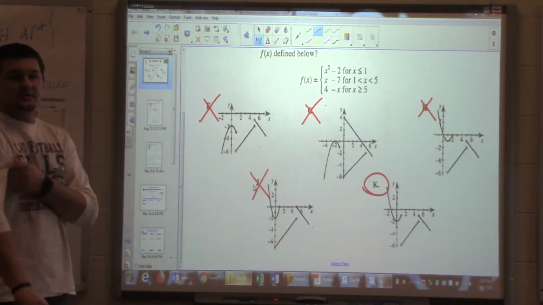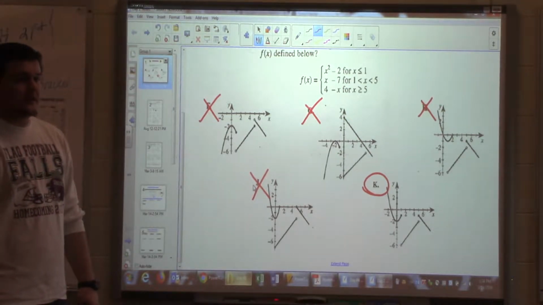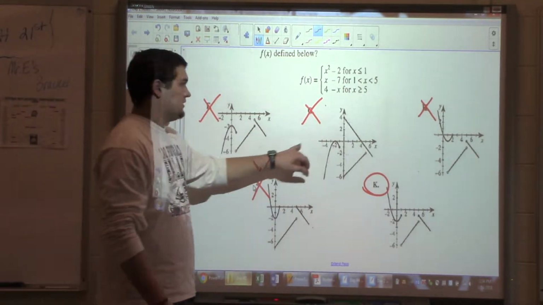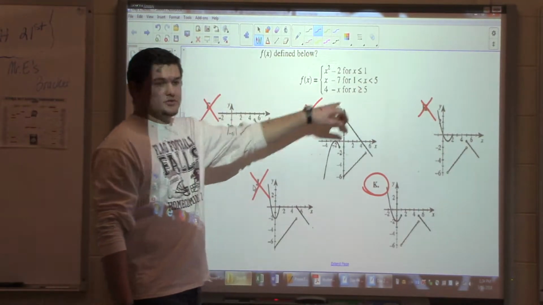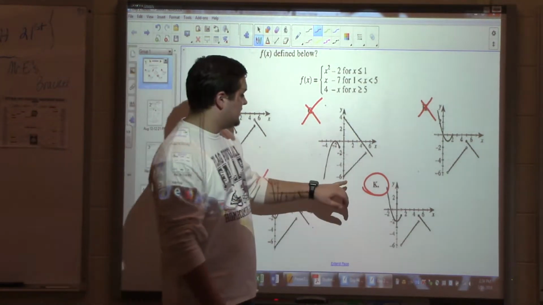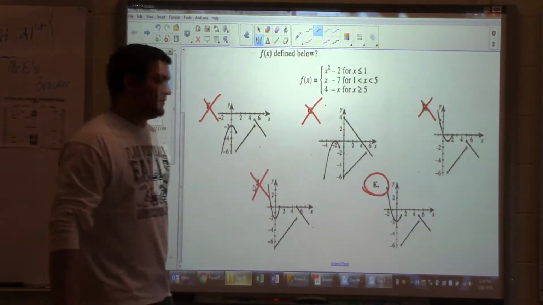Any questions? Wait, so what else did you do? That's all he did. You just solved the middle one? He used the endpoints. He knows they got to end at 1 and 5 with open circles. Well, that middle one doesn't have open circles here or there, but it does there. So then he used the top one.